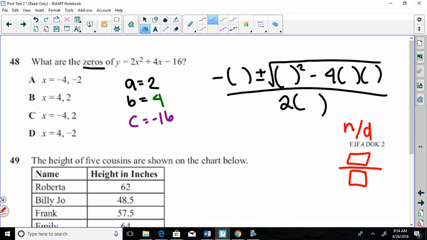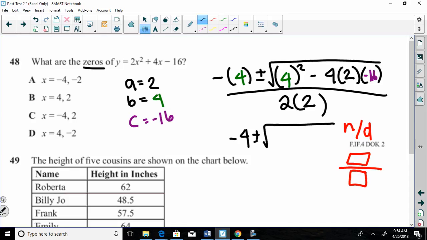So all the B's, I'm going to put 4. All the A's, I'm going to put 2. And all the C's, I'm going to put negative 16. And so remember, you use plus or minus the first time, and then you can highlight it and change it. Or you can always do it by hand. So I have negative 4 plus or minus.